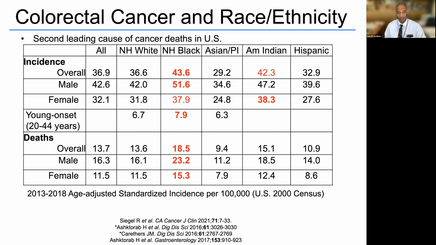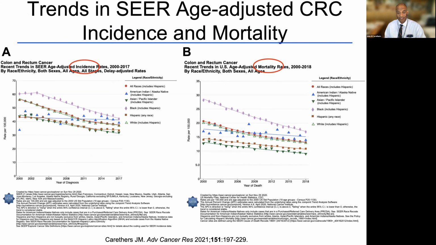So there is a disparity for incidence that leans toward Blacks and Native Americans, and for deaths for Blacks overall. These are trends taken from SEER data, just published this year in an article I wrote for Advances in Cancer Research, showing that the incidence rates have come down for most races. Purple here, light purple, shows Black patients, which is still elevated above all other races. You see in blue the data for American Indians, which has been relatively level overall, and now is the second highest rate secondary to Blacks for incidence.